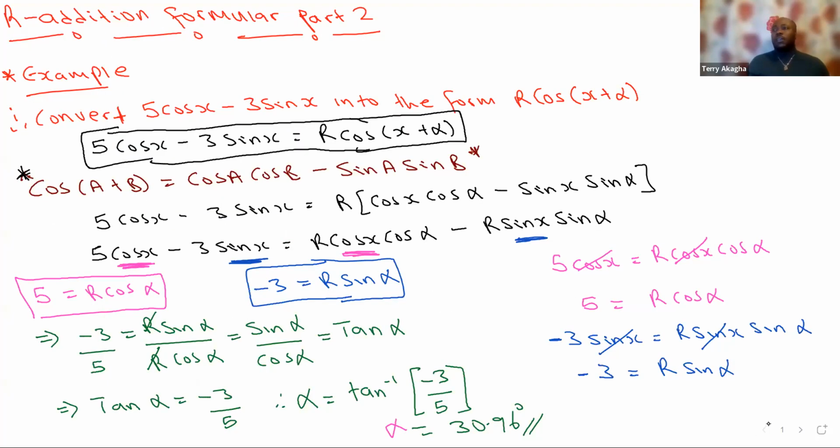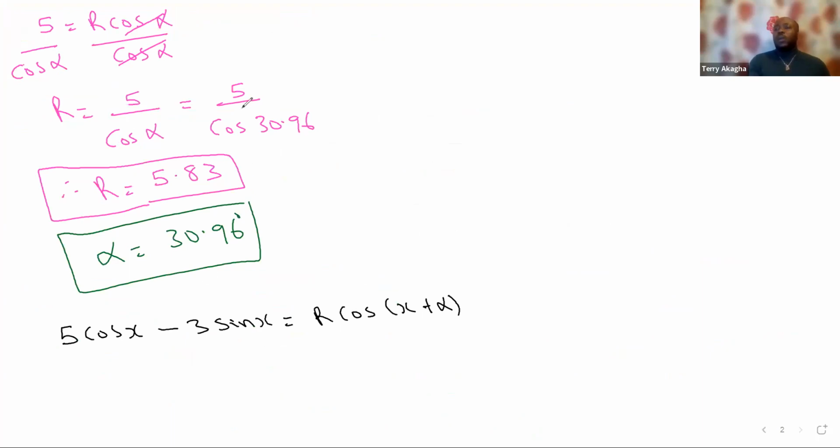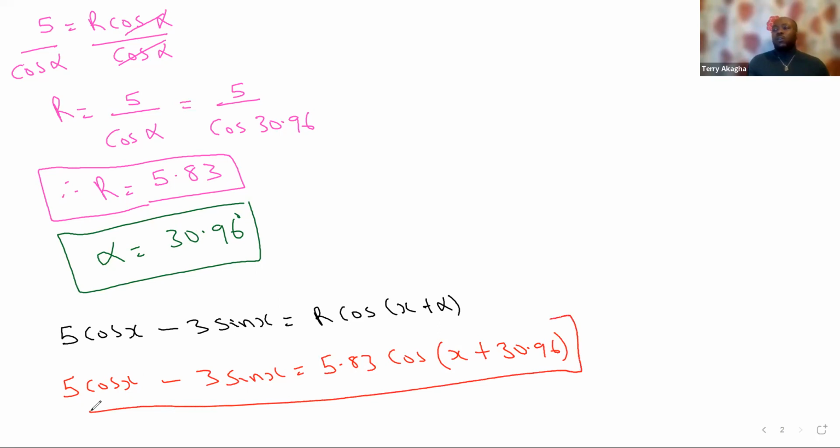Okay, that's correct? Yes. So now we can rewrite this equation with our values. So we can now say 5 cos x minus 3 sine x is equal to R, which is 5.83, cos of x plus alpha, which is 30.96. And this is the answer for this question.